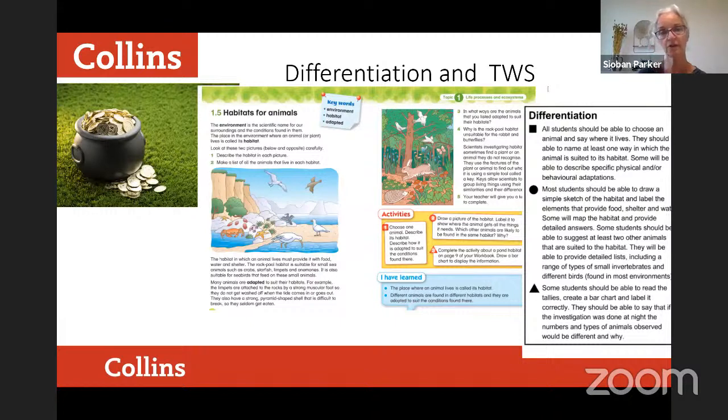Now, in terms of Collins resources or materials, the activities are differentiated in terms of demand, and they do grow in complexity. So you can decide which investigations you're going to carry out with your class. You know your learners best. So the teacher guide will, here on the right, we have got symbols for all, most, and some learners, so really trying to extend some learners. And we've also got differentiated activities within the student book.